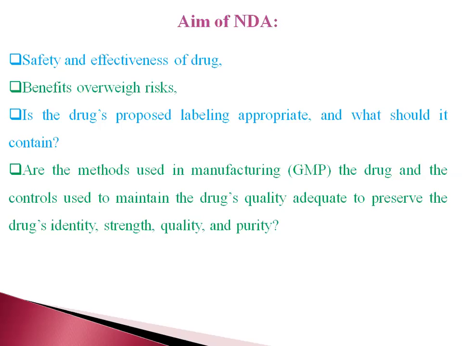Are the methods used in manufacturing the drug and control used to maintain the drug quality adequate to preserve the drug identity, strength, quality, and purity? So we need to check all those parameters. Whether it is okay or not, we need to submit the application to the regulatory authorities after phase 1, 2, 3 clinical trials. Okay.